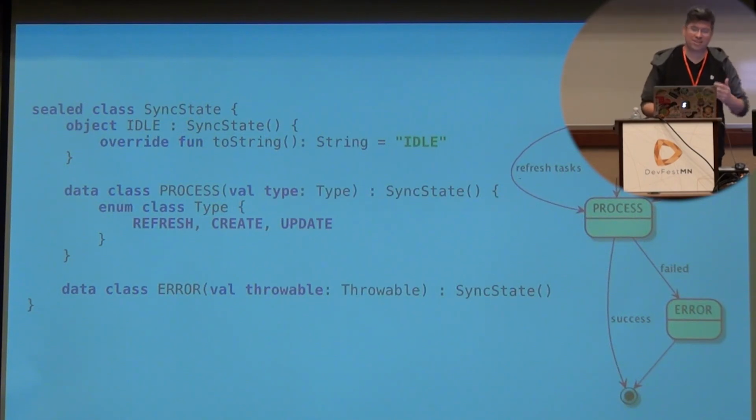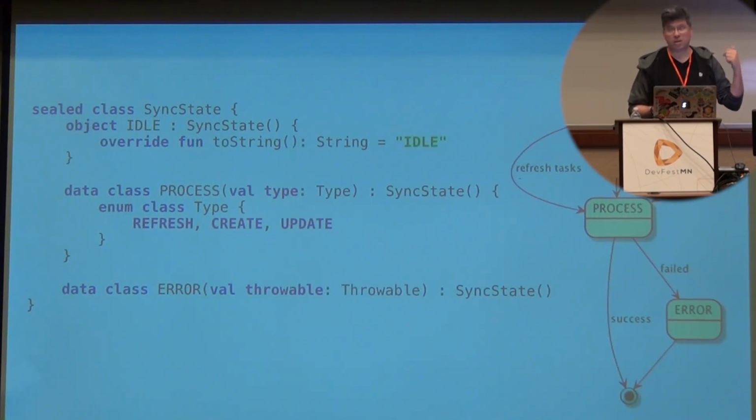Okay, good. So our very, very simple state machine says that our model is in an idle state when nothing's happening. Fair enough. When we refresh, create, or update tasks, right, we're going to be in a process state, with its own little flag that tells us exactly what it's doing. This process can either succeed, in which case we'll go back to idle, or it will fail, and then we'll get an error, right? So in the code, again, it's a sealed class, and we've just defined all the states of a little state machine right here.